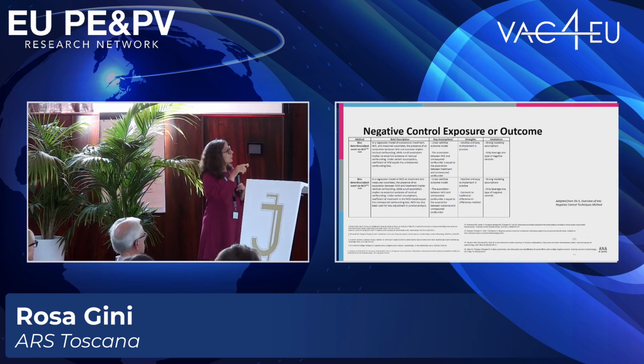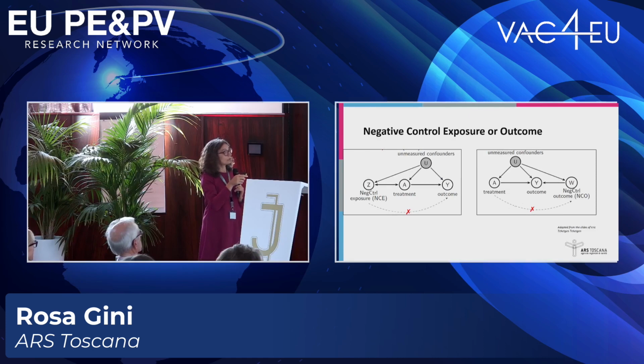So the first 2 are just separately bias detection or adjustment, either via NCE or via NCO, right? So consider the 2 possibilities separately. The thing is, and you have all the references if you wish, that if all of those assumptions are met, so if you have the exact same structure, a theorem states that you can adjust. You just need one, okay?